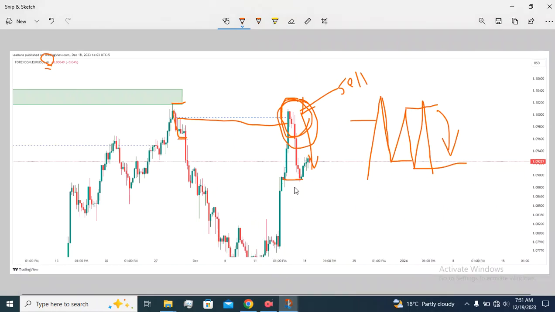Yeah, this is the place. As I said, there was a clear sweep of liquidity here, which this market tends to reverse from. So if you drop down on the lower time frame, let's see what is happening at this place, the reversal of this market, right?